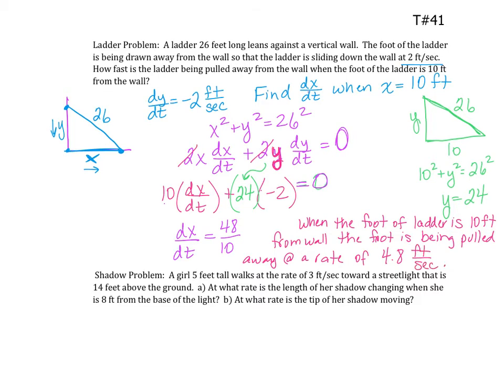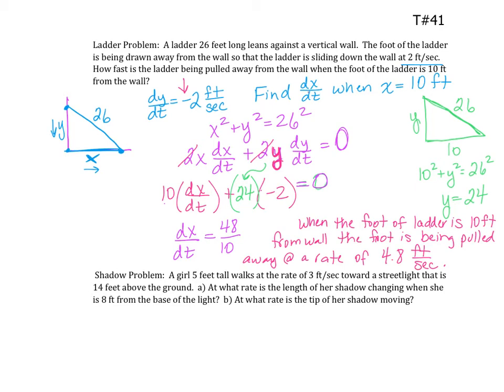Now, if you forgot to put that negative, you would end up getting a negative for the answer. And hopefully, that's why I always ask you, when you look at your picture, ask yourself, is X increasing or decreasing in the problem? X is increasing, so dx dt should be positive. Y is decreasing, so dy dt should be negative.